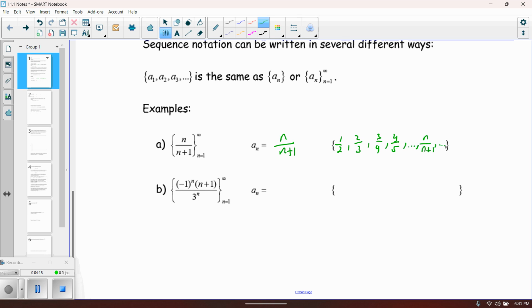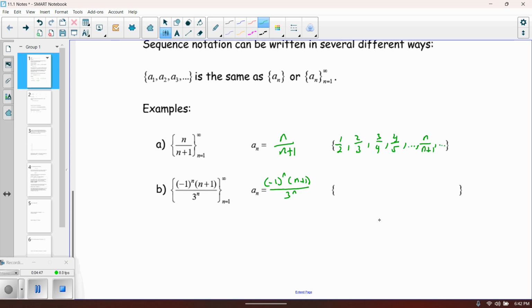So in the second one, letter B, we have this sequence of terms. It's -1 to the n power times n plus 1 all over 3 to the n. Again, we can take all that stuff in the brace and just write it out here without the brace. And that is an acceptable way to write the sequence. That's the nth term of the sequence. Again, you could do this by substituting in values for n and writing out the terms.